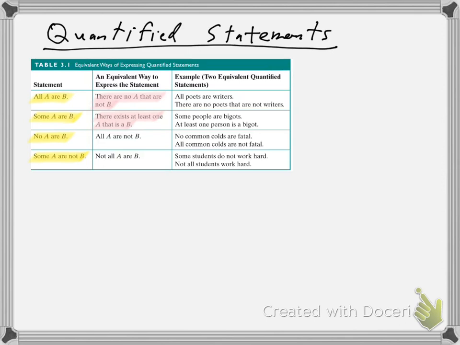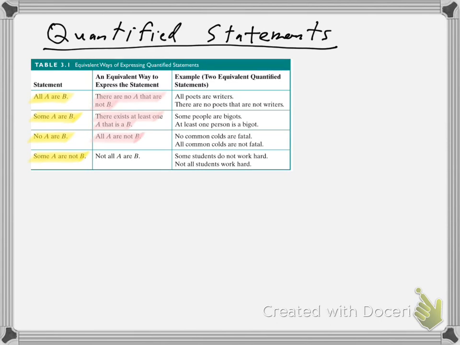So no A are B means that all A are not B. That sounds contradictory, but take a look at, no common colds are fatal. That means that all common colds are not fatal. If you actually see it in that context, you can see those are equivalent statements. They mean the same thing in English.